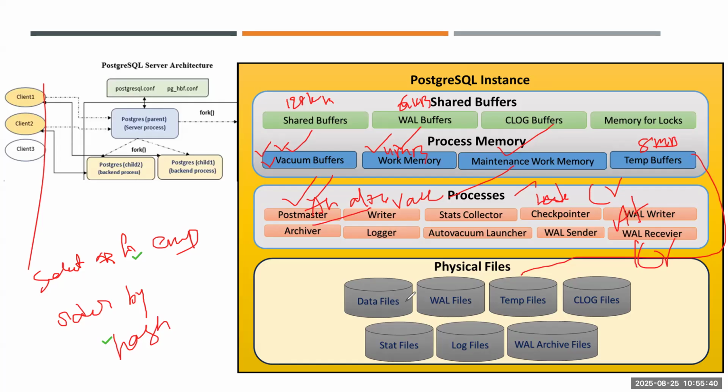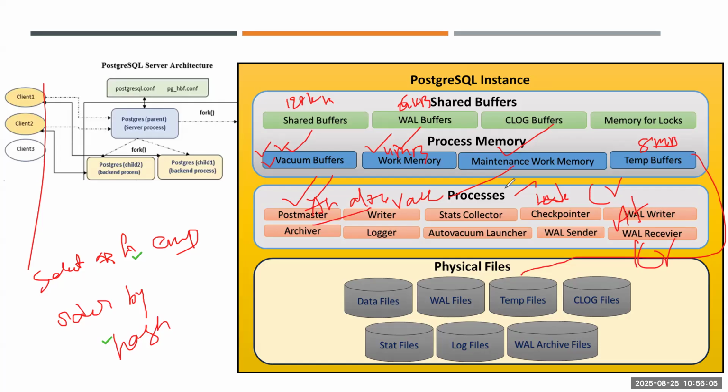Is it clear, everyone? Any doubts? Temp buffers? Vacuum buffers and memory locks, we will discuss in a separate session. Everything we'll discuss separately, sir. Today is just a high-level overview, I am passing the information.